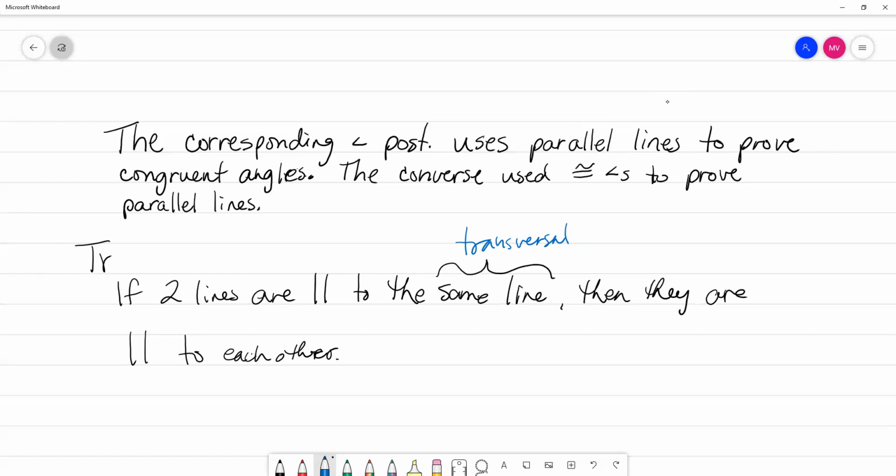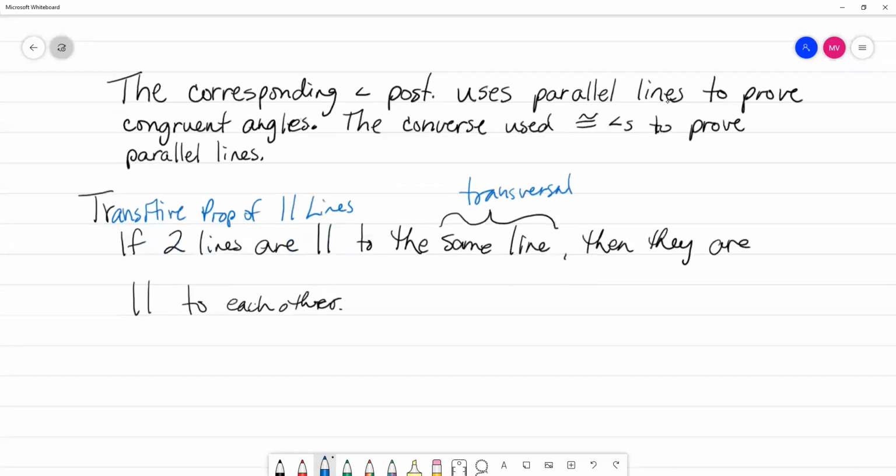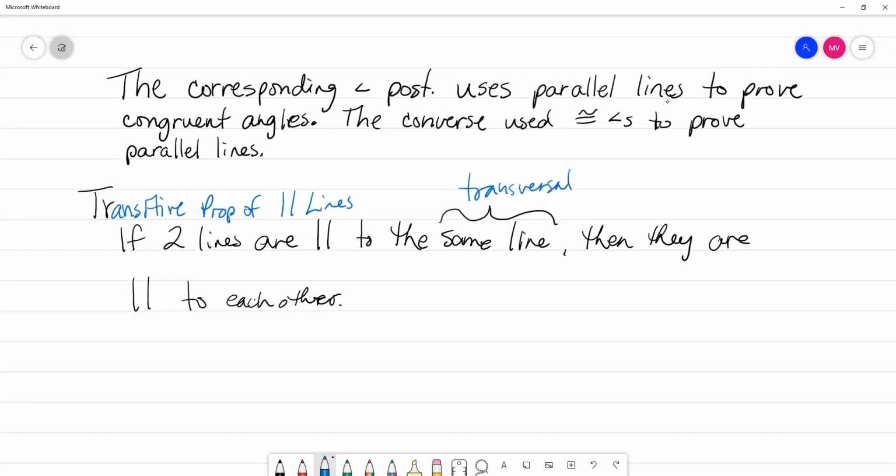Okay, but yeah, so the transitive property of parallel lines is what I just wrote. And so that's number 16 on page 2.